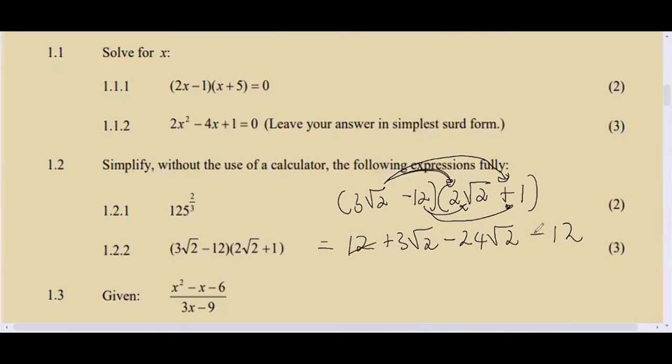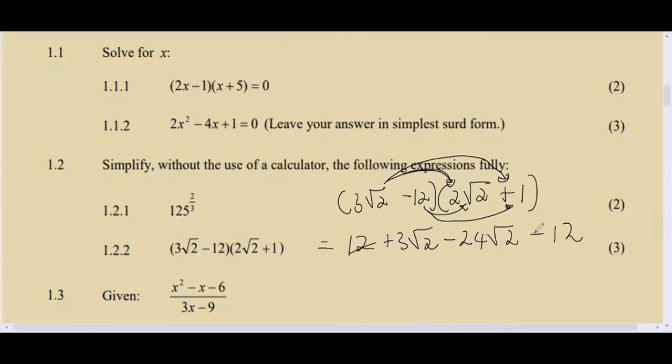Then we are left with this. But then remember, we treat these ones like terms. This is similar to you having 3x minus 24x. So in this situation, we know that you'd simply say, what is 3 minus 24? And then you'd get negative 21x. So also in this case, what you need to do is you'll get negative 21 root 2.